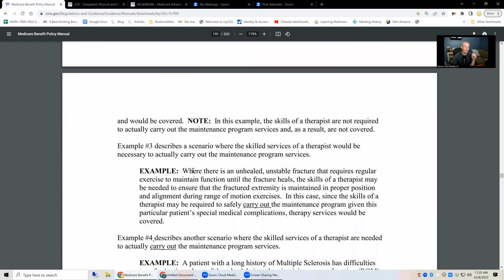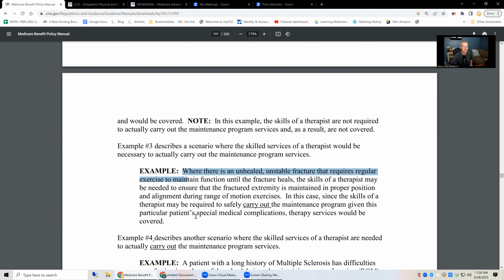Number 3, where there is an unhealed, unstable fracture that requires regular exercise to maintain function until the fracture heals. Until the fracture heals is an important element within this, because they're not saying the fracture is never going to heal. The skills of a therapist may be needed to ensure that the fractured extremity is maintained in proper position and alignment during the range of motion exercises. In this case, since the skills of a therapist may be required to safely carry out the maintenance program, given the patient's particular medical complication, therapy services would be covered.